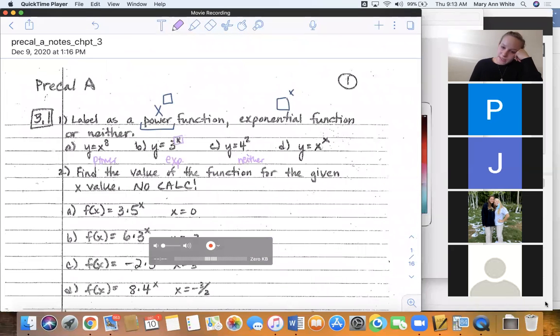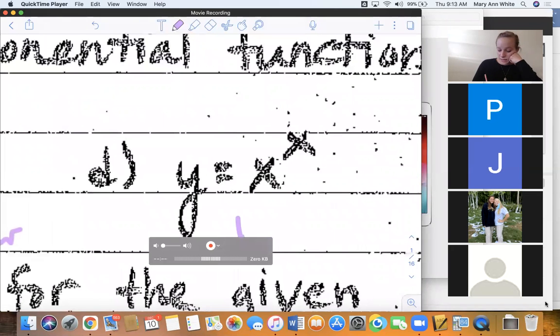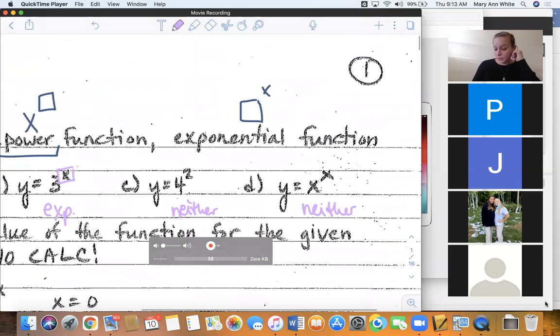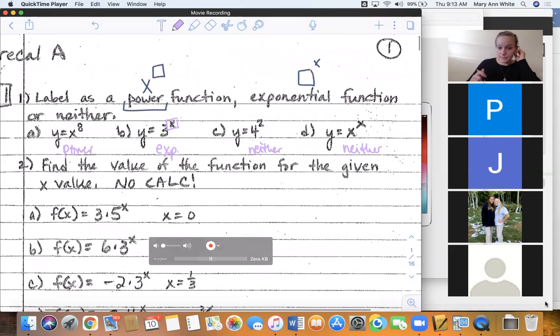And then letter D says y equals x raised to the x. Technically, that's falling in both of the boxes, but neither of them has more power over the other and reigns supreme. So we just call this neither. It doesn't really fit either of them specifically, so we don't call that either type of function.